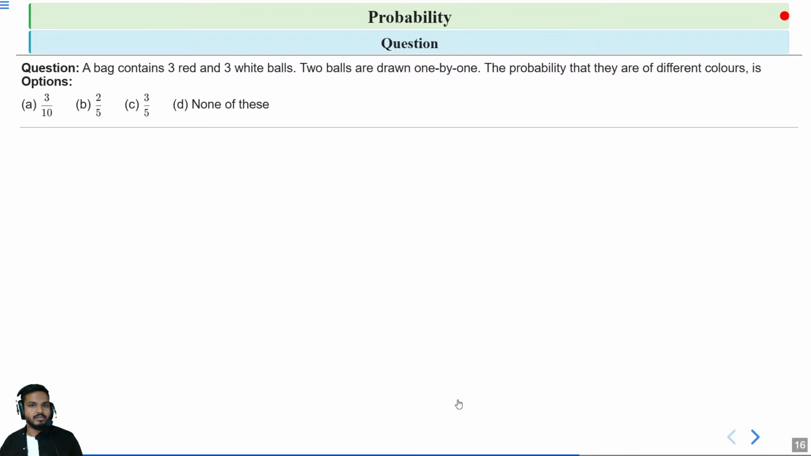So next question. A bag contains 3 red and 3 white balls. Two balls are drawn one by one. The probability that they are of different color is: option A, 3 by 10; option B, 2 by 5; option C, 3 by 5; and option D, none of these.